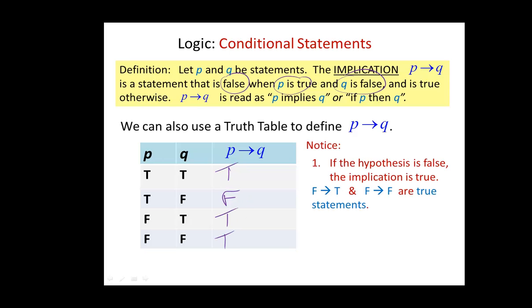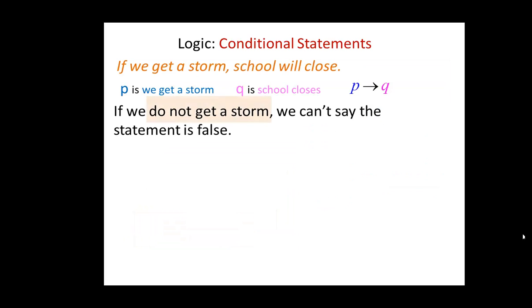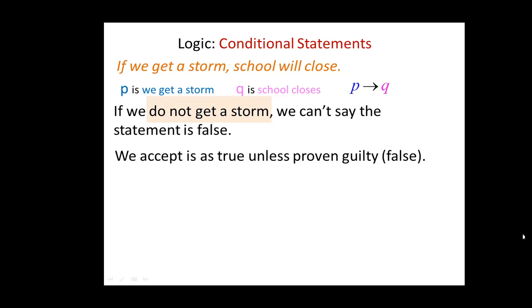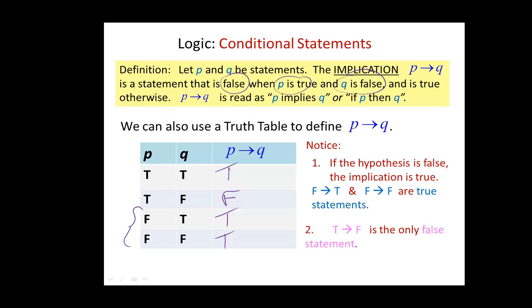So notice if the hypothesis is false, that's these two cases, then the implication is true. Because in our previous example, we said if we don't get the storm, we can't really call the statement false. Remember, if the hypothesis never happens, we accept it as true. Secondly, true implies false is the only way that the implication is a false statement.